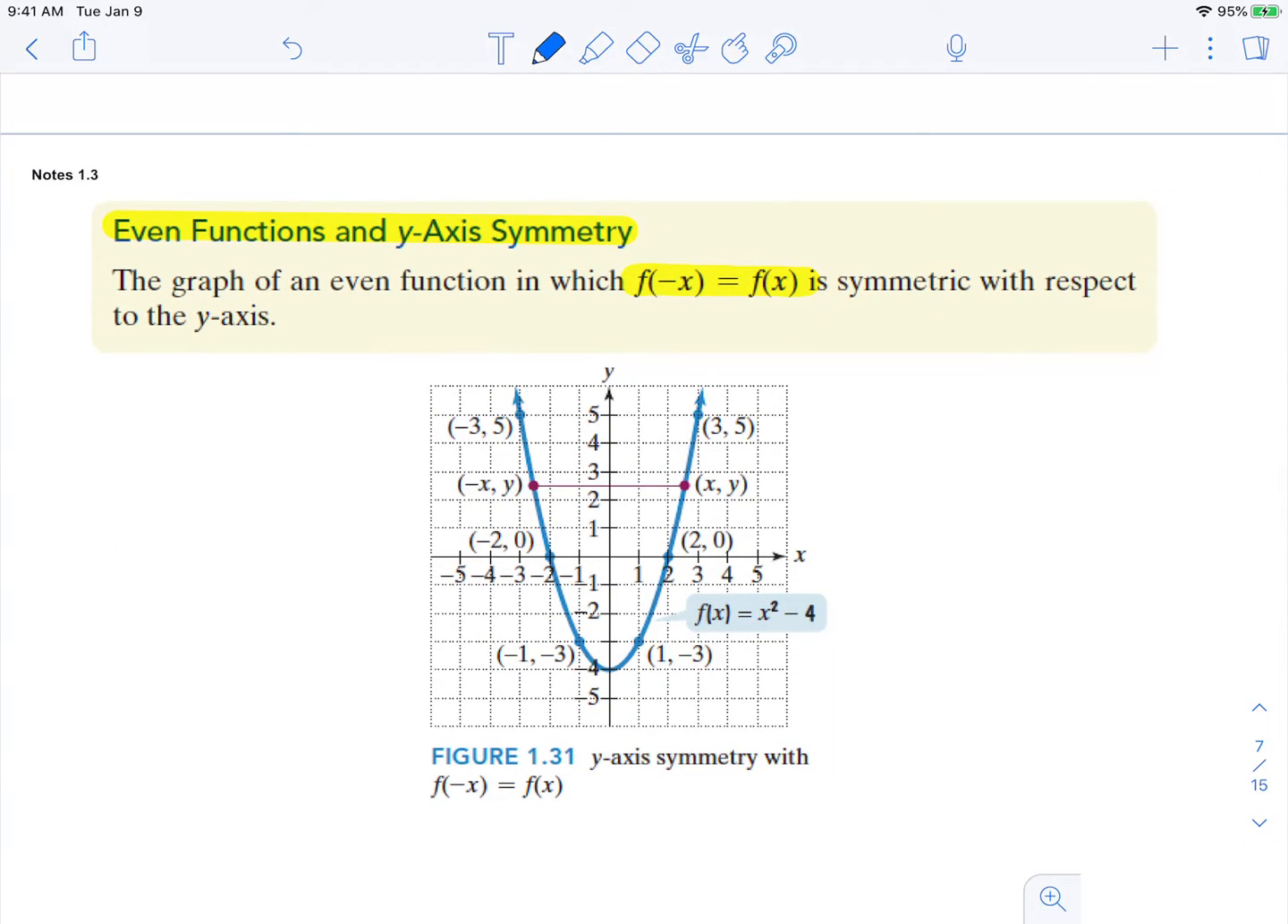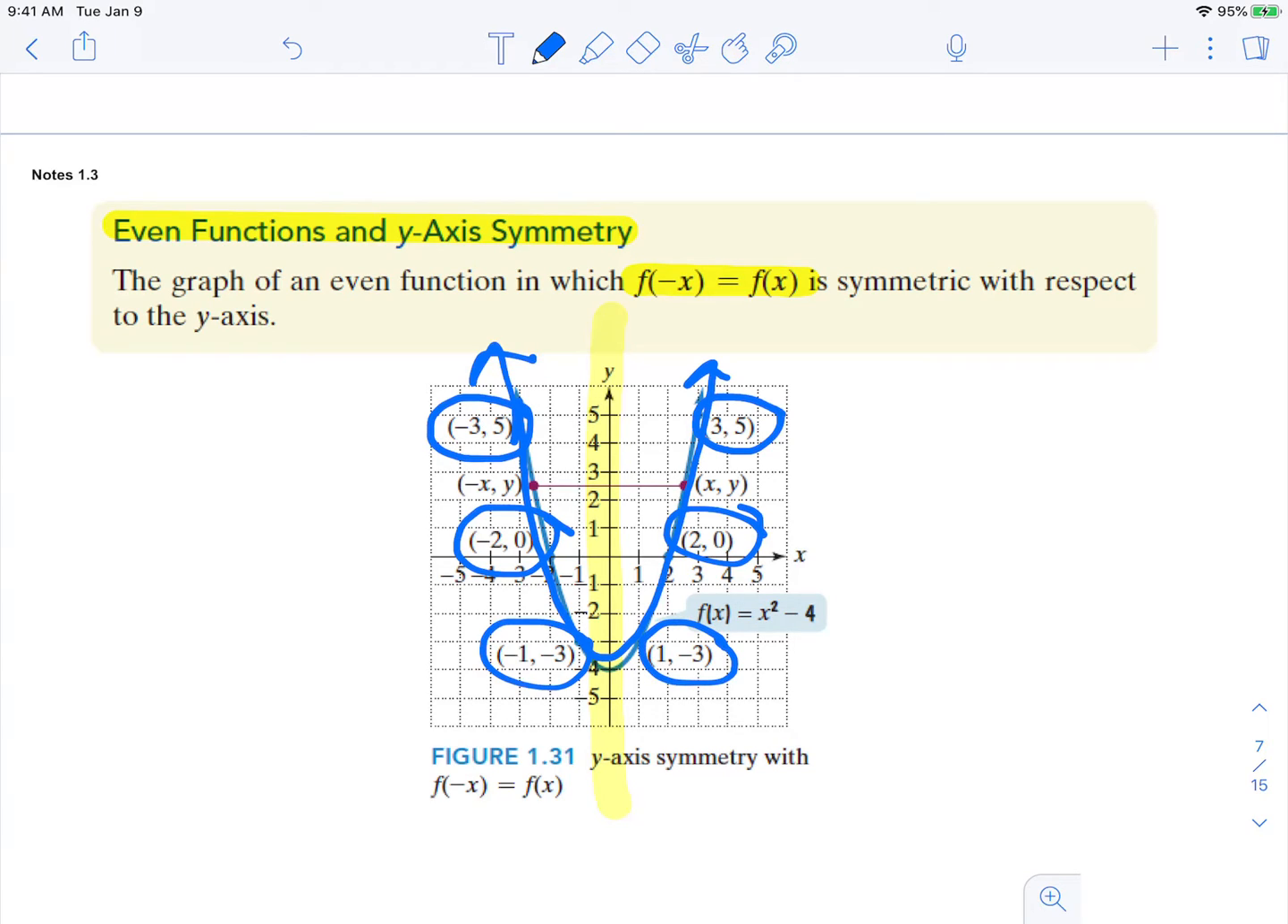So here's an example of an even function. We have this parabola, and we have this line of symmetry along the y-axis. Imagine if we fold along that y-axis, we would have y-axis symmetry. So notice this ordered pair (-3, 5) and that ordered pair (3, 5) would match up. Same thing with (-2, 0) and (2, 0), (-1, -3) and (1, -3).